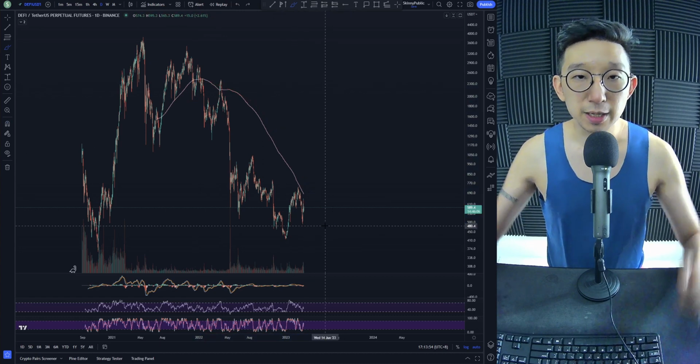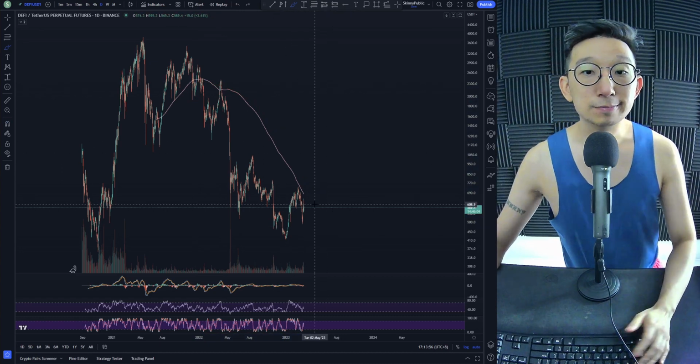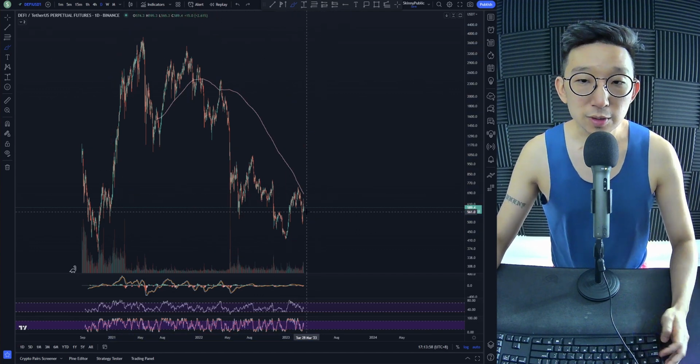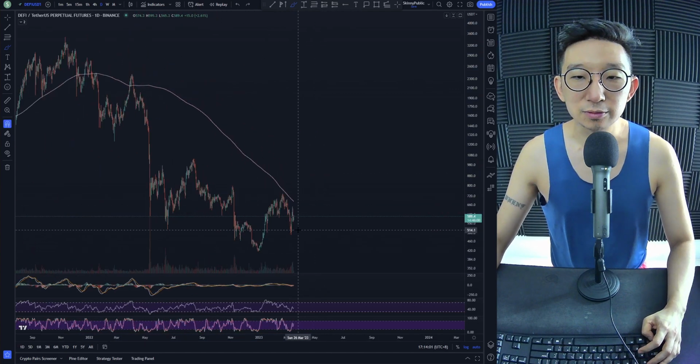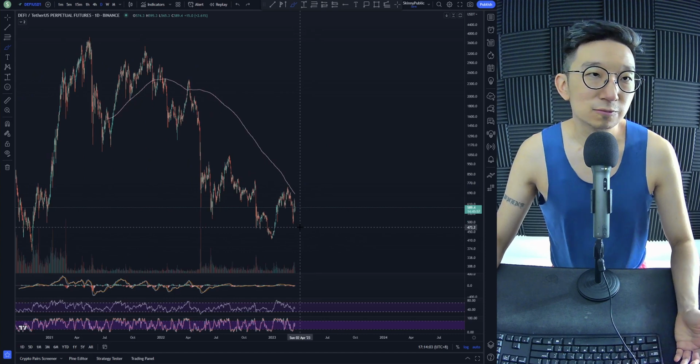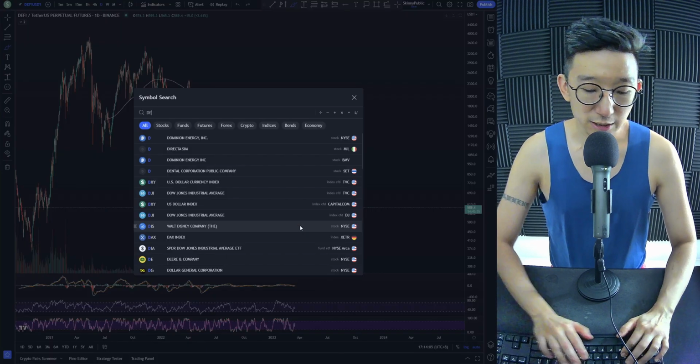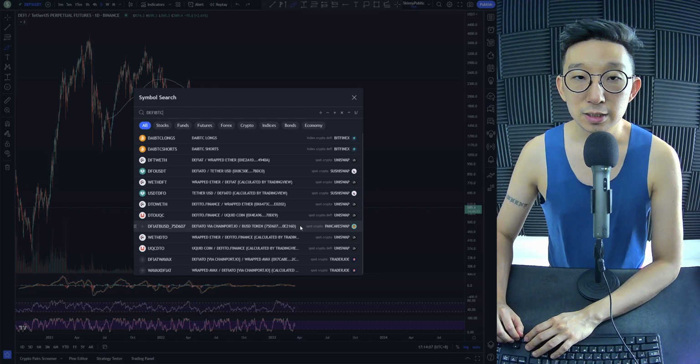So we remain bearish for DeFi coins in general. Could we be breaking out? Yeah, of course, there is potential. There definitely is potential, but we just don't see it yet. Not yet, not at this point of time, right?